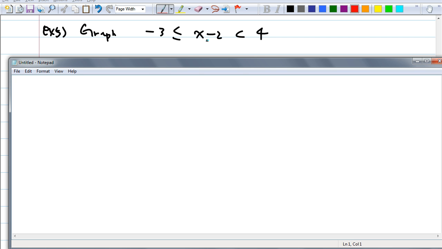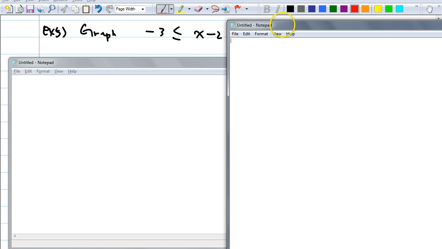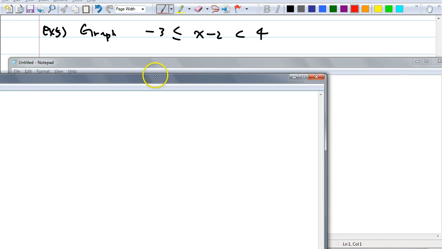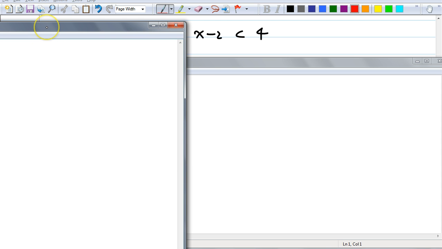So who remembers what this was a shortcut of? How many inequalities does this represent? 2. What are those 2 inequalities? Who remembers? Okay, remember I told you the easiest way is what? Hide this part. One of them is this, right? The other one is this, right? Those are the 2 inequalities it's really representing.